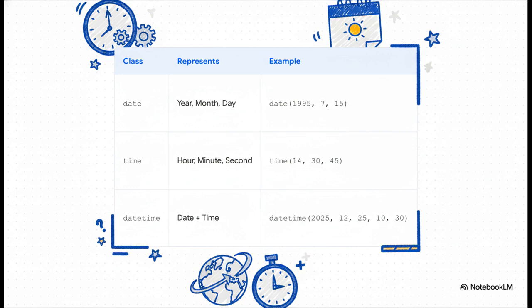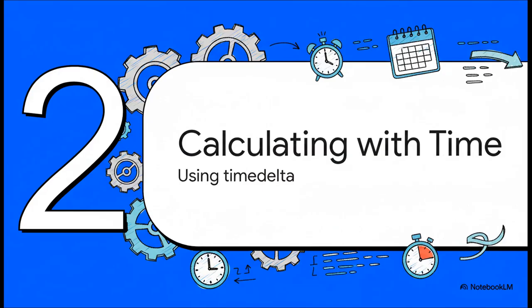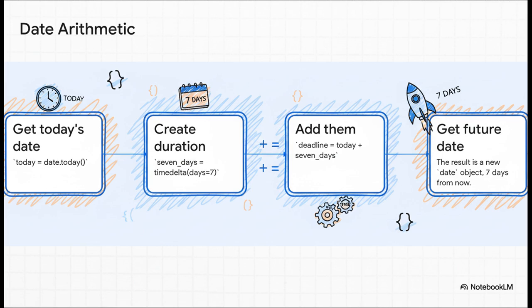into one powerful object. Okay, so we can represent a single point in time, that's great, but what about measuring the duration between two points? Or figuring out a date in the future? Well, that's where this really cool tool called timedelta comes into play. Think of a timedelta object as just a span of time, like a measuring tape. It can be 7 days, or 2 hours, or 52 milliseconds. And because it's a duration, you can do math with it. As you see here, you can grab today's date, create a timedelta for, say, 7 days, and just add them together. Boom! You've got a new date object for your deadline.